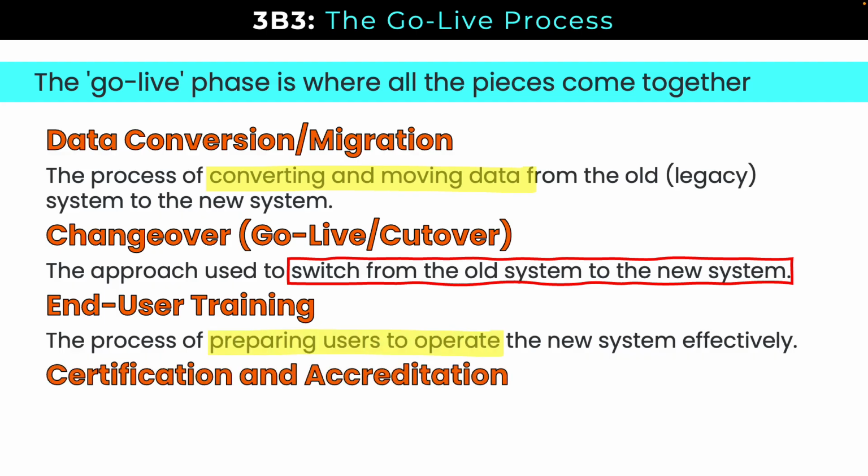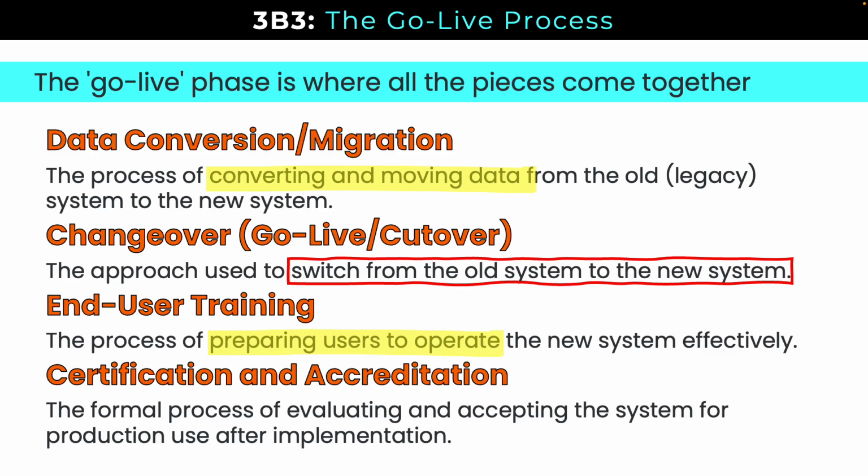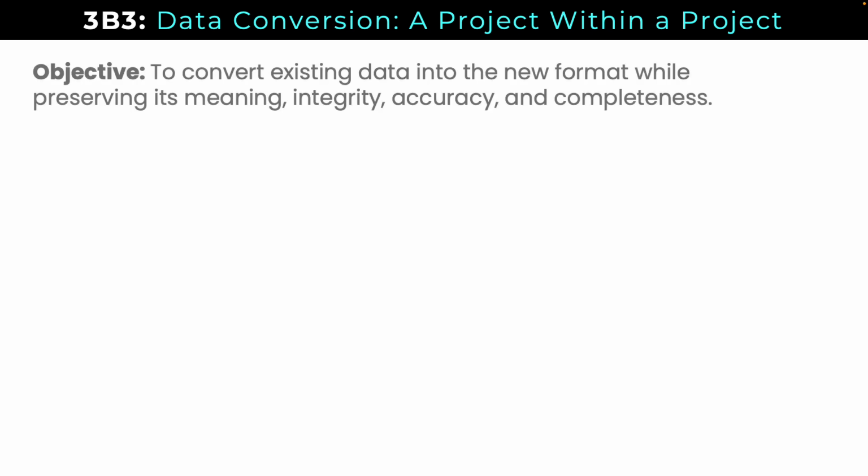Certification and accreditation. So this is the formal process of evaluating and accepting the system for production use after implementation. This is that formal sign-off and handover. So let's talk about data conversion, and then we'll come back to accreditation.